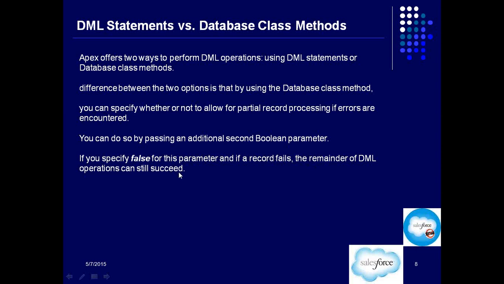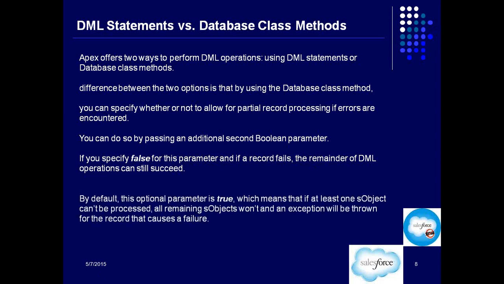So if you make it false, then even if one record encounters an error, the rest of the processing can still succeed. There will not be a problem. But if you set it to true, then it will act as a normal DML statement and just roll back the records. By default, this optional parameter is true, which means that if at least one sObject can't be processed, all remaining sObjects won't be, and an exception will be thrown for the record that causes a failure. So even if one cannot be processed, the others will also not be processed.